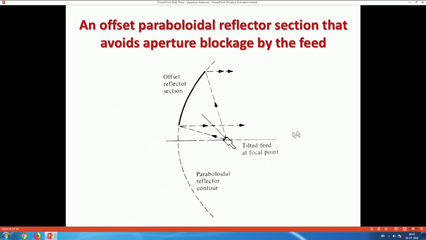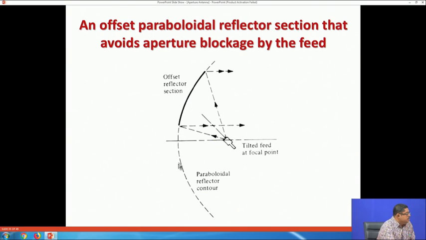So, one solution is to go for an offset feed. Now, you can look at the diagram, this is an offset feed. What is offset? You see that a certain portion of this paraboloid reflector contour is cut. So, the feed is not present in the axial zone. The reflector is not present here, and also the feed is tilted. Previously, the feed was pointing to this, now the feed is tilted.